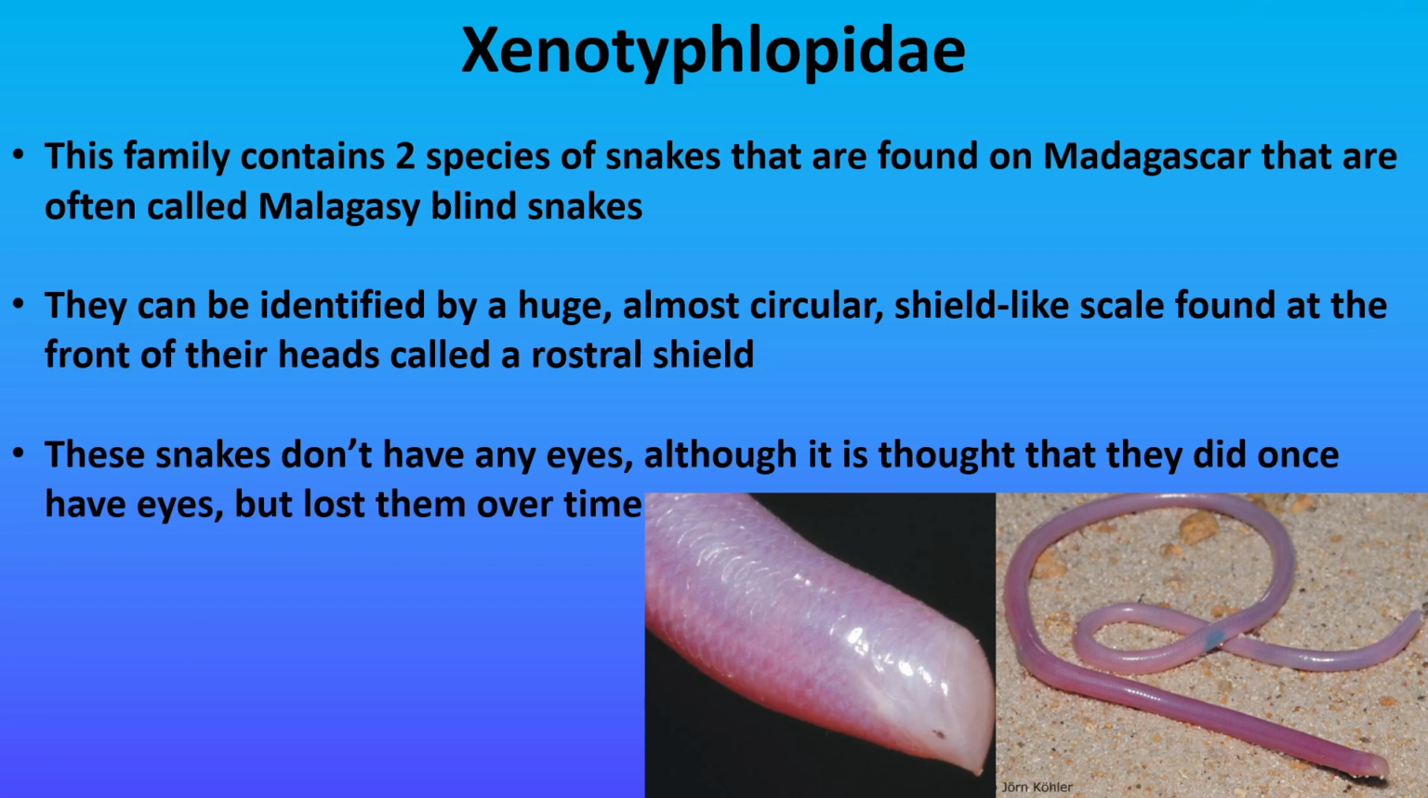Next are the Xenotyphlopidae, and this family contains 2 species of snakes that are found on Madagascar and are often called Malagasy blind snakes. They can be identified by a huge, almost circular shield-like scale found at the front of their heads called a rostral shield, and you can see that very nicely in the picture at the bottom left. These snakes don't have any eyes, although it is thought that they once did have eyes but lost them over time.